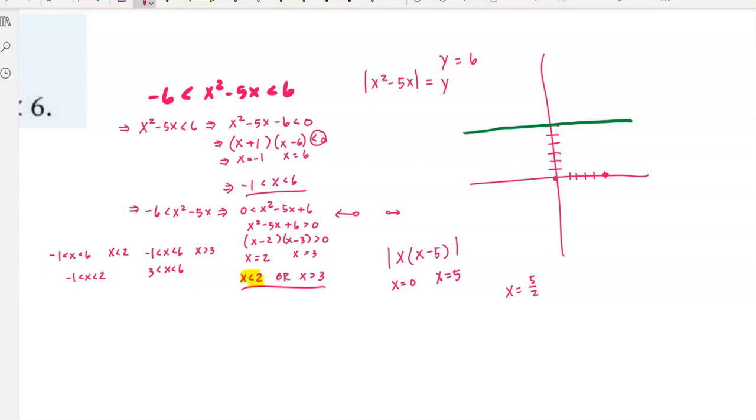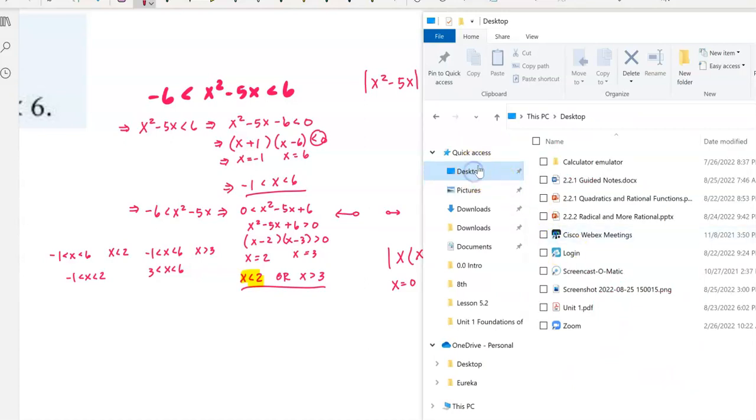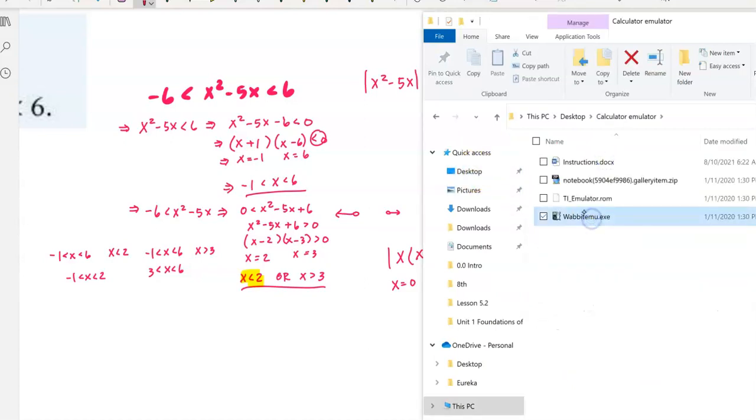And then I'm going to put it back in. 5 halves squared minus 5 times 5 halves equals y. There we go. 25 over 4 minus 25 over 2 equals y. Okay, and then that's 25 minus 50 over 4 equals y. Negative 25 over 4. What is negative 25 over 4? I don't know. Let me go ahead and get my calculator.